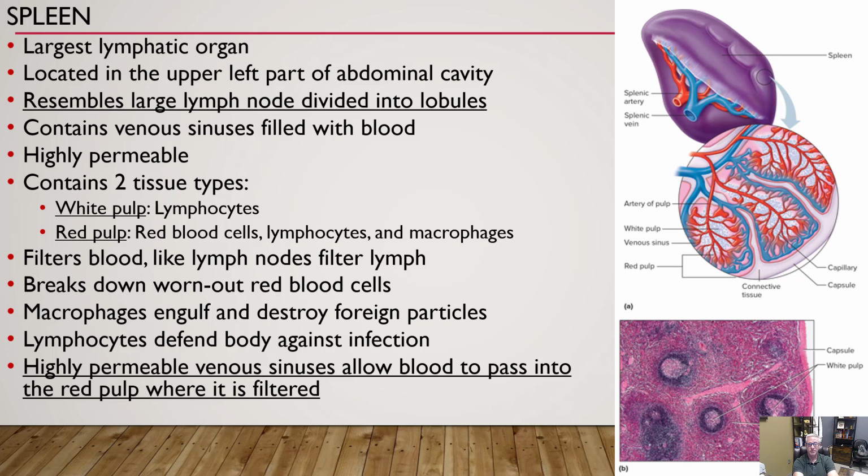So it filters out blood just like the lymph nodes are going to filter out the lymph. Remember, your red blood cells don't go through mitosis because they don't have a nucleus. So when your red blood cells are ready to die, they are going to come to the spleen to get broken down. And here, the macrophages are going to engulf and destroy foreign particles, as we mentioned before. We know that lymphocytes help provide protection.